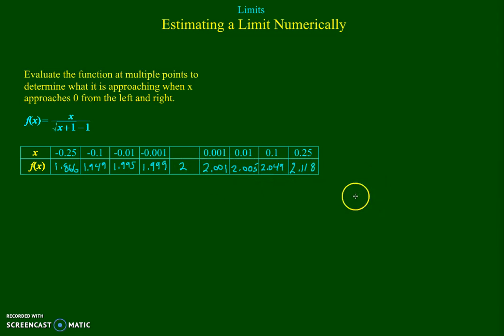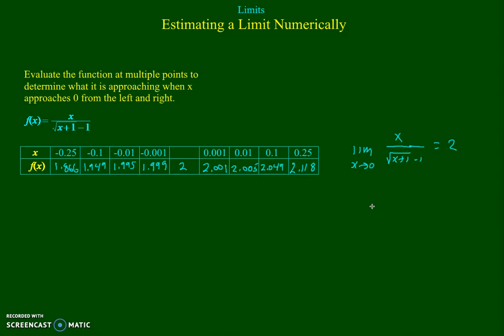So I would say that the limit as x approaches 0 of x over the square root of x plus 1 minus 1 equals 2. That means that as x approaches 0 from the left and from the right, the function is approaching 2. Doesn't mean it equals 2, it means it's approaching 2.